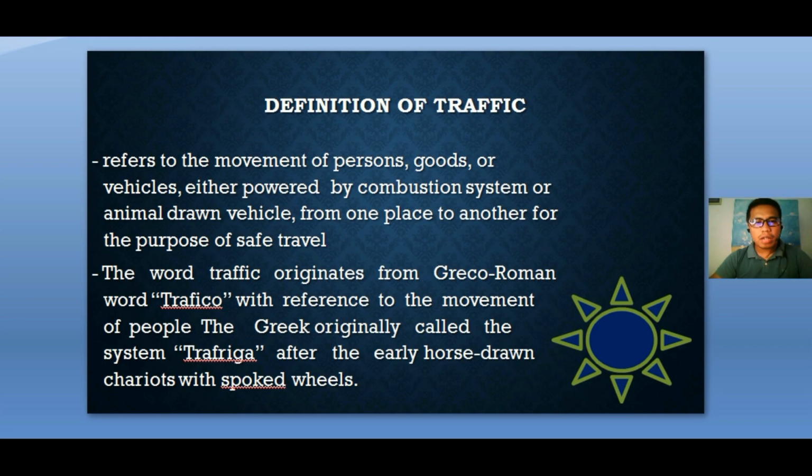So traffic refers to the movement of persons, goods, or vehicles, either powered by combustion system or animal-drawn vehicle, from one place to another for the purpose of safe travel. The word traffic originates from Greco-Roman word traffico, with reference to the movement of people. The Greek originally called the system trafriga after the early horse-drawn chariots with spoke wheels.